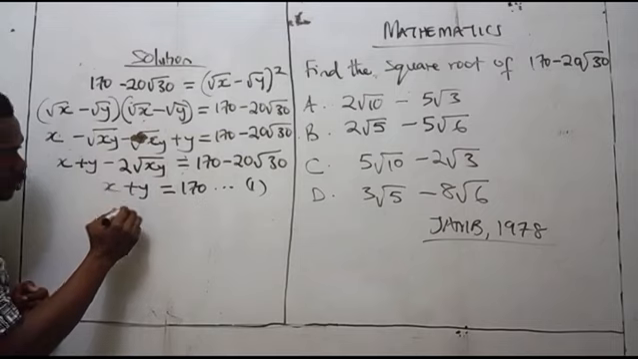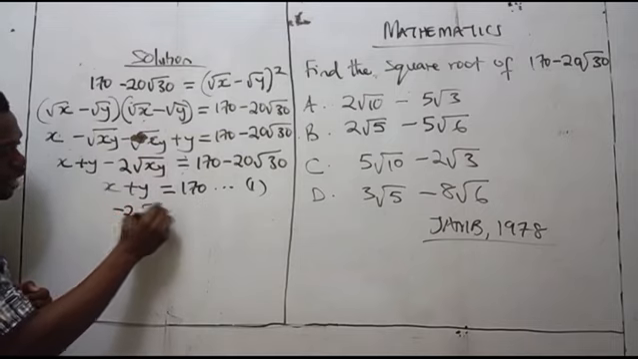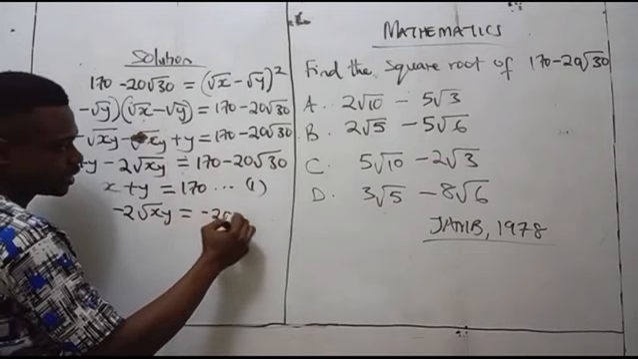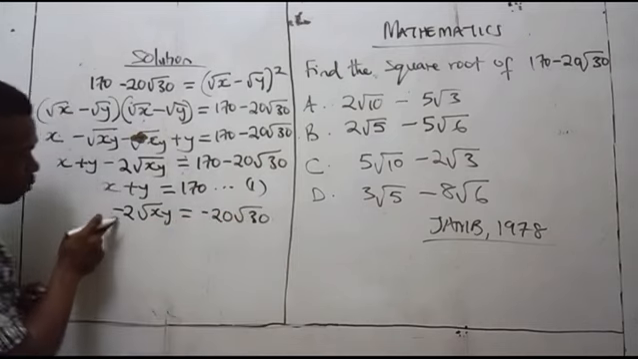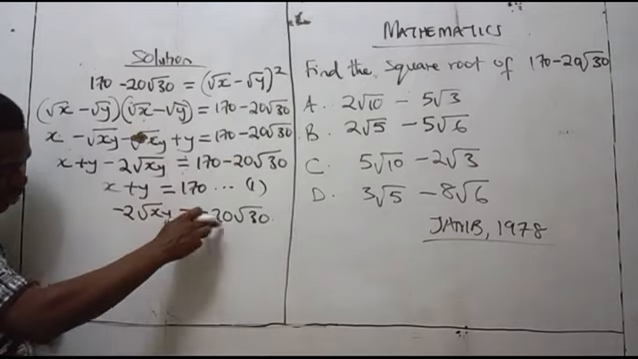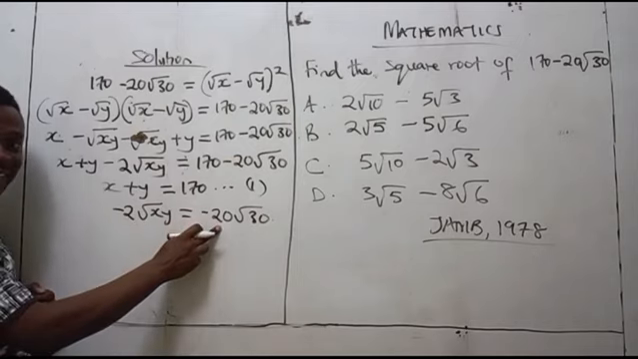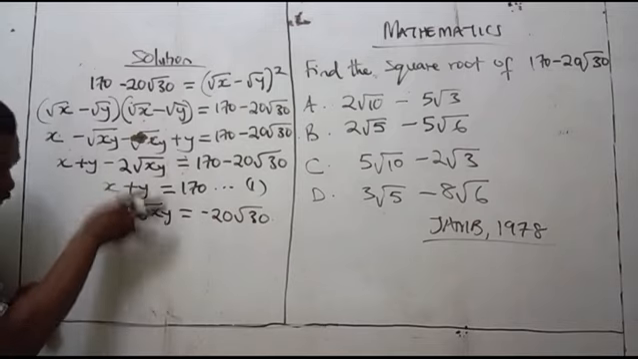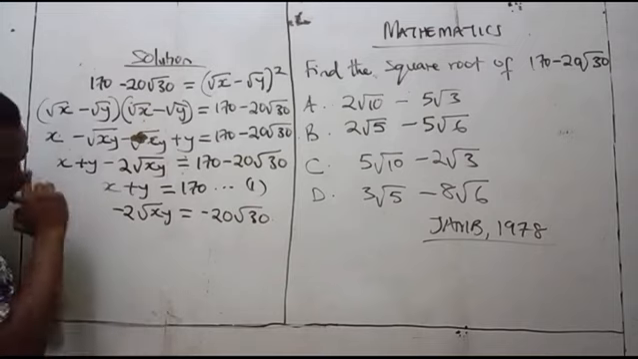From here now, minus 2 root xy is equal to what? Let's equate it to minus 20 root 30. We cancel the minus. This 2 here will divide 20. It will give us what? 10. Are we together? It will give us 10. So if you simplify this, you get something like this.